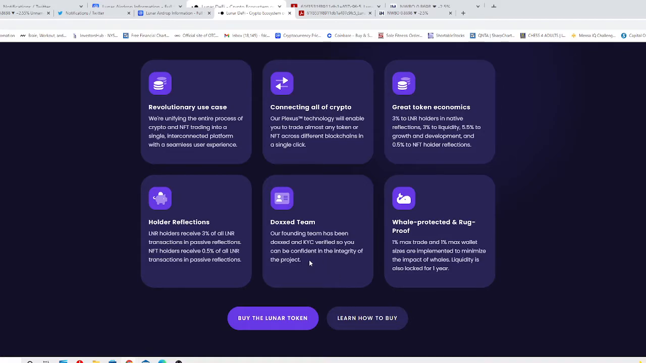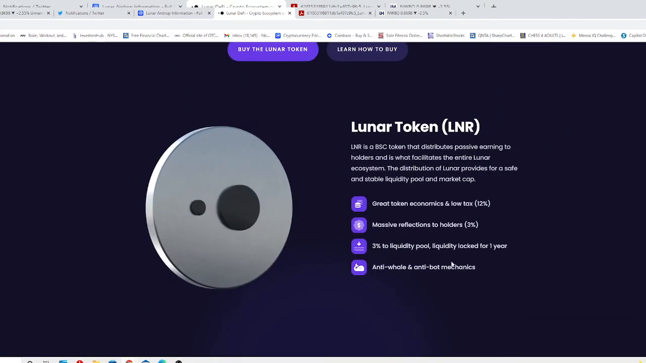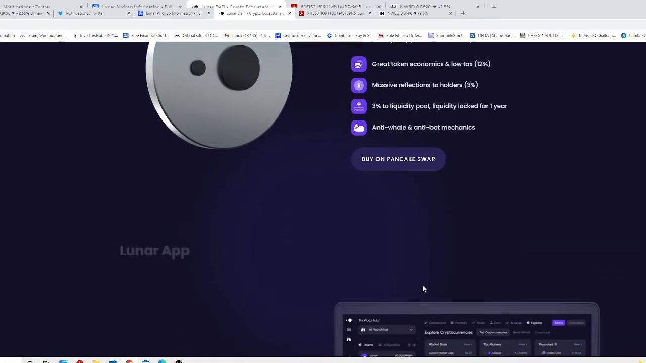The founding team has been doxxed and KYC verified, so you can be confident in the integrity of the project and its security, of course, which matters. Connecting all crypto, our Plexus technology will enable you to trade almost any token or NFT across different blockchains in a single click. Great tokenomics: 3% to LNR holders in native reflection, 3% to liquidity, 5.5% to growth and development, and 0.5% to NFT holder reflection. I love this type of project because when they start, they're really great. If you get into it really early, it's gonna be really good.